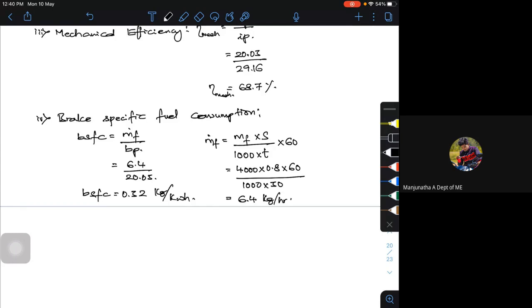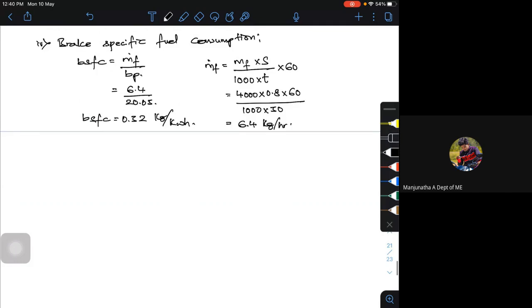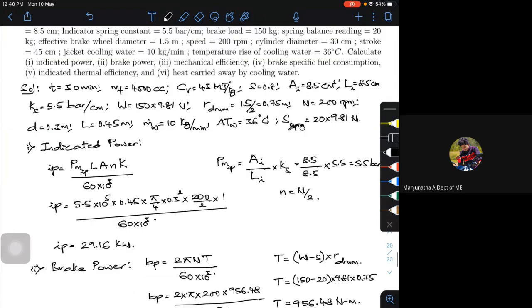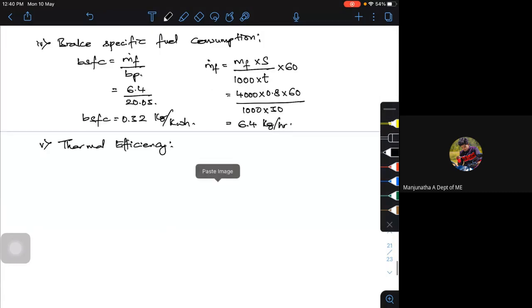Okay. So thermal efficiency next, the fifth one. What is the thermal efficiency? See here, indicated thermal efficiency. They have clearly told that it is indicated thermal efficiency. So indicated thermal efficiency should be based on indicated power. The thermal efficiency you can have on brake power as well as on the indicated power. This is what we are going to find.